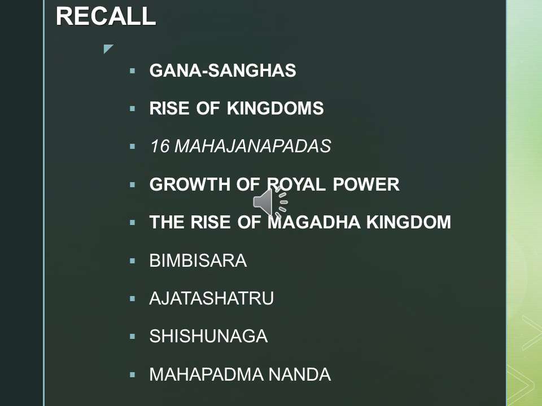Then he was succeeded by his son Ajatasattu. Ajatasattu laid the foundation for a new city called Pataligrama, later Pataliputra, which is the capital city of the Mauryan Empire. Then we discussed the establishment of the Nanda dynasty by Mahapadmananda. He was the first non-Kshatriya dynasty to rule in North India. So in the previous class we discussed the kings: first Bimbisara, then Ajatasattu, then Sishunaga, then Mahapadmananda. In today's class we will discuss the Mauryan Empire.